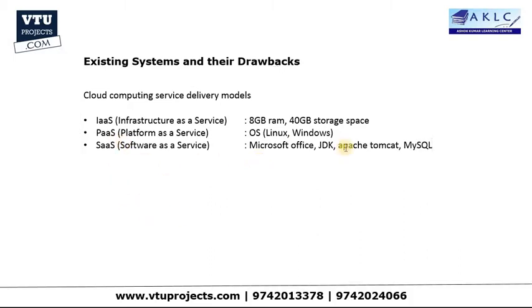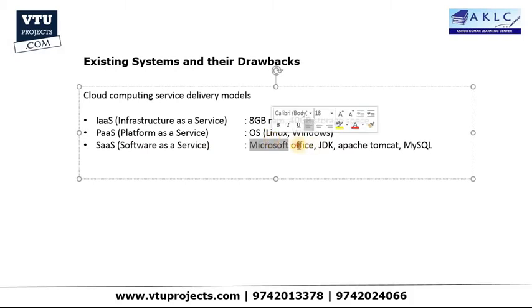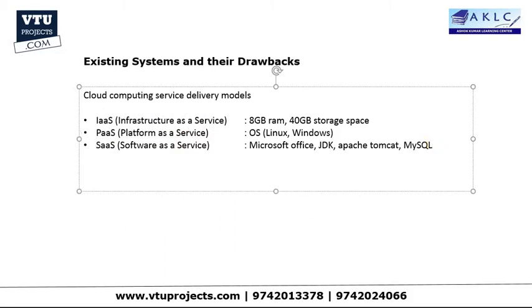So if you are purchasing any software as a service, we call it SaaS, this model. These are the things that you have to understand in the existing system. The existing cloud computing works in three models: infrastructure as a service, platform as a service, and software as a service. Now let us come to the drawbacks of this existing system.